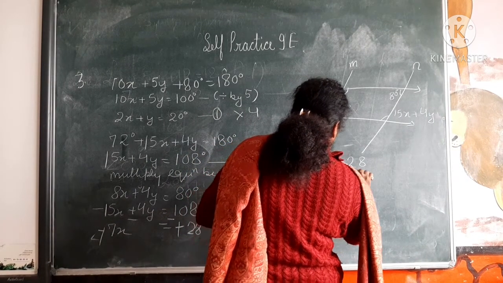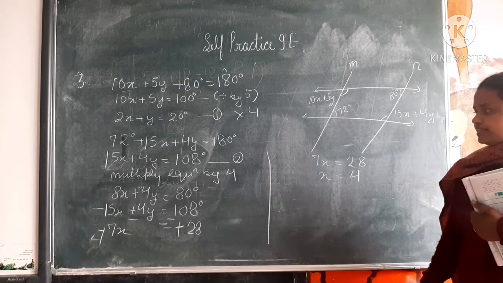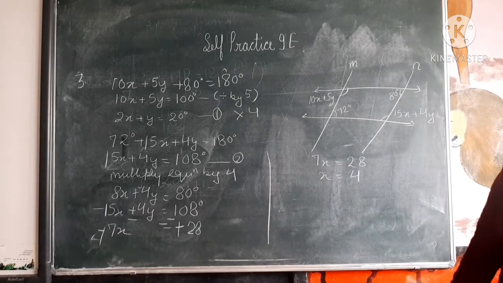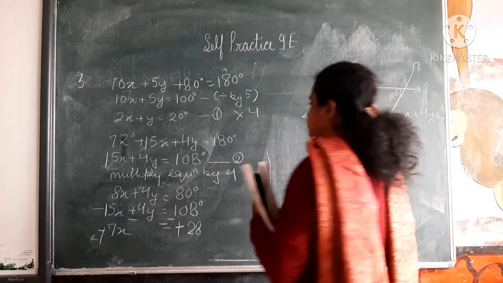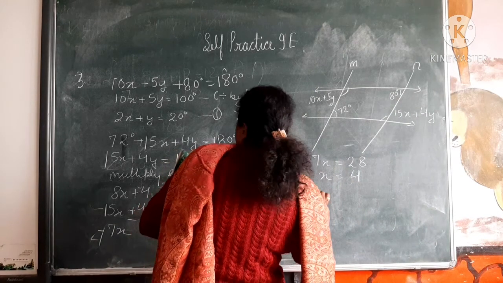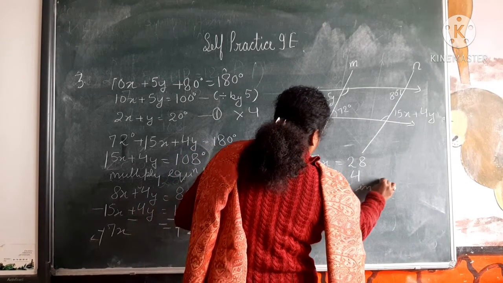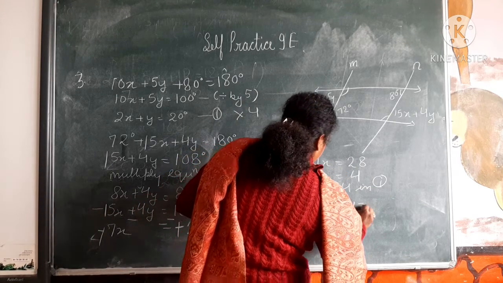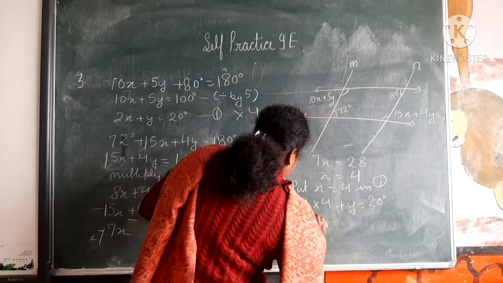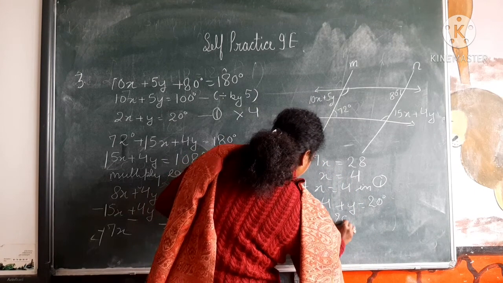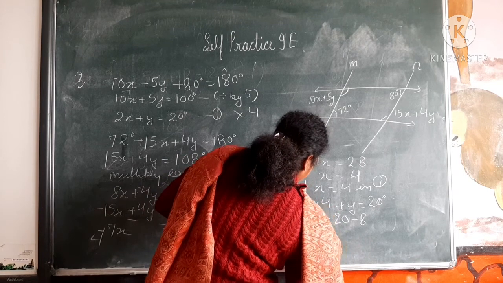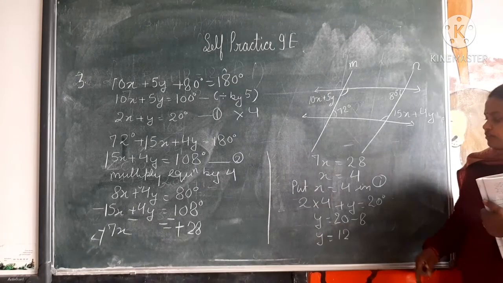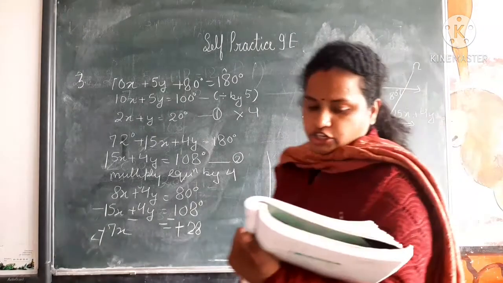X is equal to 4. Now we got the value of x as 4. Okay. You can see it. Now you have to find the value of y. Now how? Put x is equal to 4 in 1. So you will have 2 into 4 plus y is equal to 20 degree. So y will be how much? 20 minus 8. So y will be equal to 12. So what will be the value of y? Will be 12. Value of x is 4 and value of y will be 12.